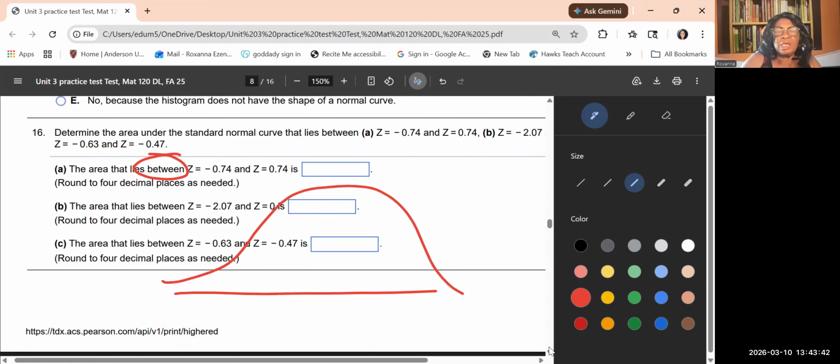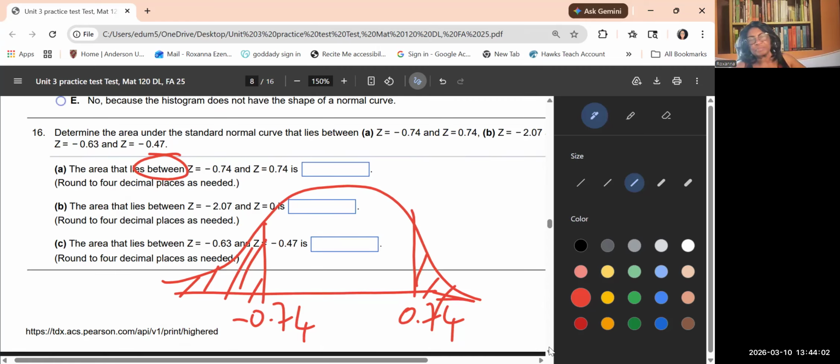Draw a normal curve. The lower bound is negative 0.74. The upper bound is 0.74. The absolute value of these two numbers are equal. Therefore, we shall use the symmetry of the normal curve.